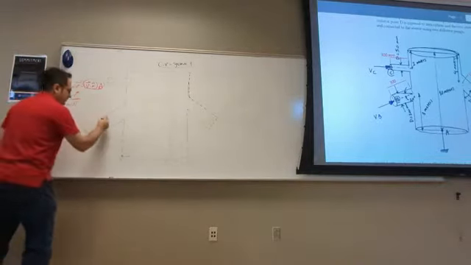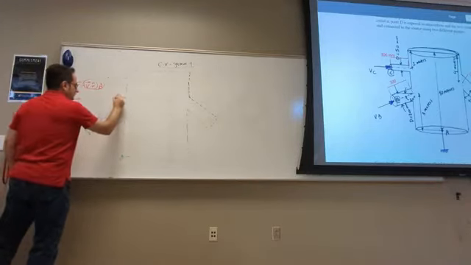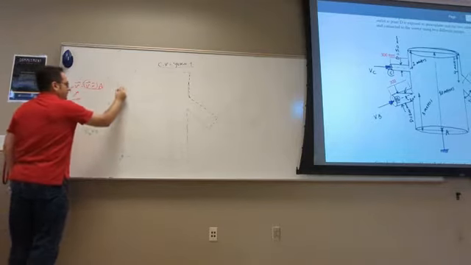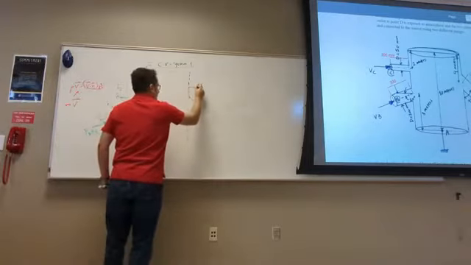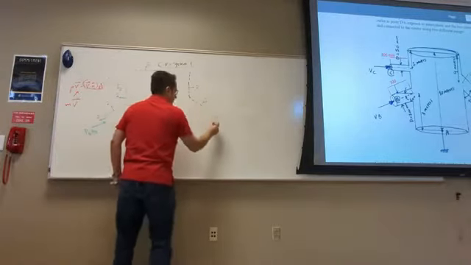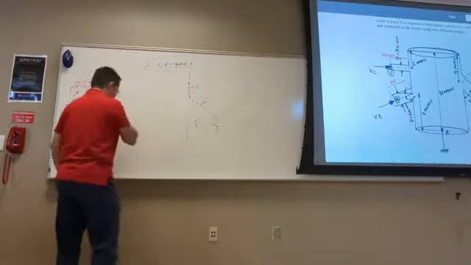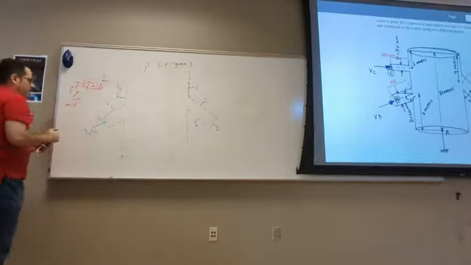N is, let me draw n here. N is always pointing out. N is always like that. If I want to draw, you didn't have to do this in the midterm, but I just want to show you how it works. So n is always outward. So as you can see also here, n is this way.